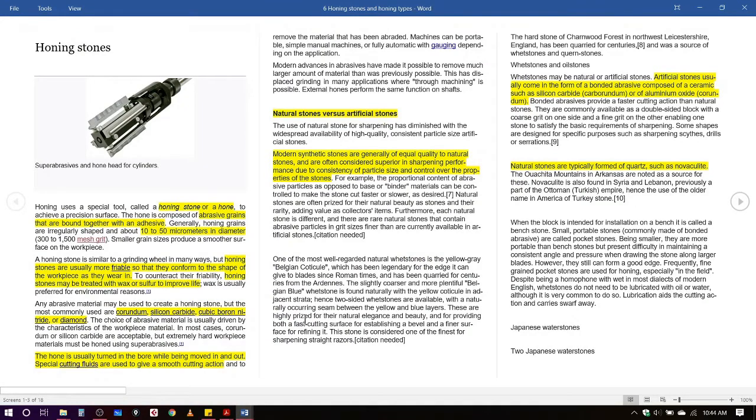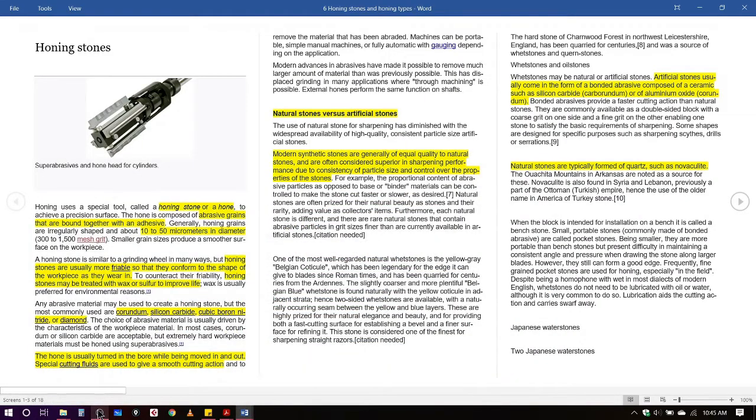Honing stones are available in two types. One is natural stones, another is artificial stones. Artificial stones or synthetic stones have superior performance when compared to natural stones because in artificial stones the abrasive particle size is consistent, and there is better control over the properties of the honing stone. Therefore, synthetic stones or artificial stones are preferred over natural honing stones.